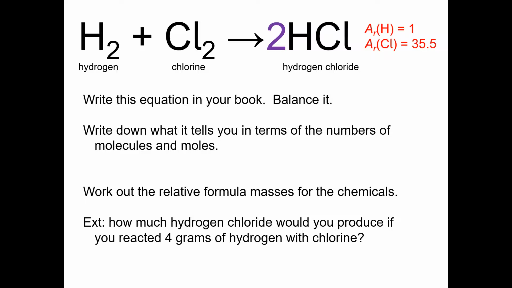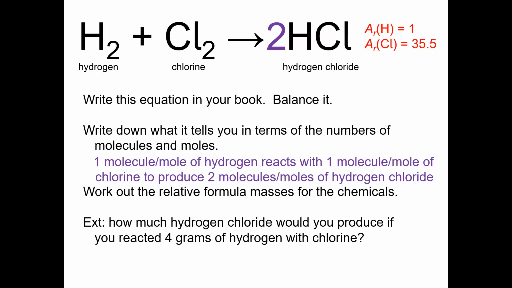What does this tell us? One molecule or mole of hydrogen reacts with one molecule or mole of chlorine to produce 2 molecules or moles of hydrogen chloride. And again, we know there's a reaction because there's an arrow. We have our reactants on the left, we have our products on the right. This is what this equation tells us.